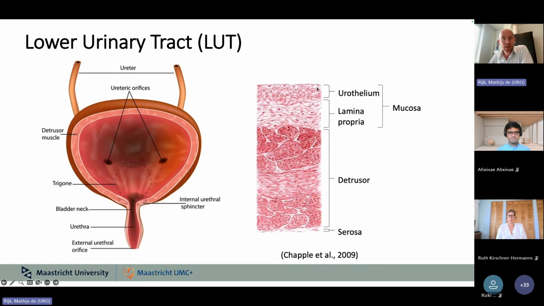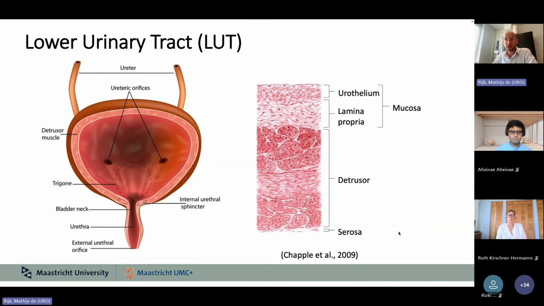Yeah. So the innermost layer of the bladder is the urothelium. That has a barrier function that prevents urine from penetrating the underlying tissues, and it has an important signaling function. Underneath that is the lamina propria, and that layer contains quite a lot of nerve fibers, nerve fiber endings, and then the detrusor muscle in three different layers, and that is also quite densely innervated with all different types of nerve fibers.